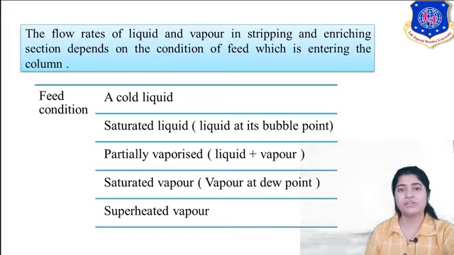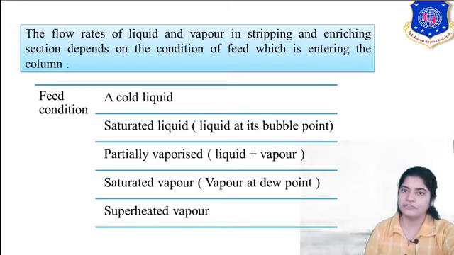Saturated vapor means your feed is totally vapor, not a single drop of liquid is present. It means it is at its dew point. Slight cooling will result in its condensation. A slight change in temperature or energy will result in a phase change. Same as saturated liquid: in saturated liquid, your liquid is on the verge of converting into vapor, whereas for saturated vapor, your vapors are on the verge of converting into liquid.